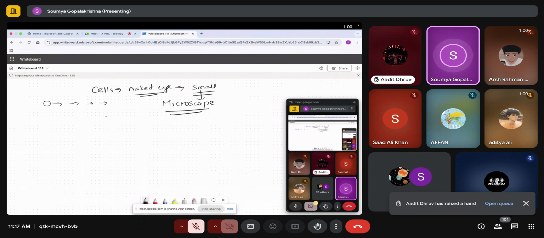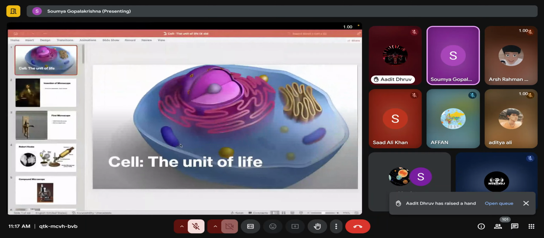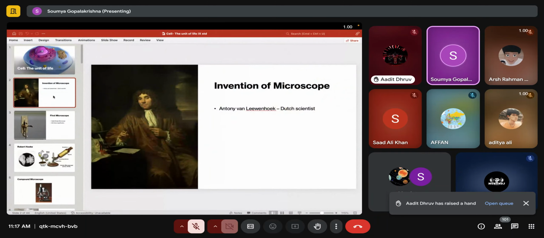Because even life started from the single celled organisms. But when did we come to know the existence of minute objects? Only when the first microscope was invented. Now, let me just go to the whiteboard. Okay. So when the first microscope was invented, then only we came to know about the existence of minute organisms, or we could see minute objects. Okay.